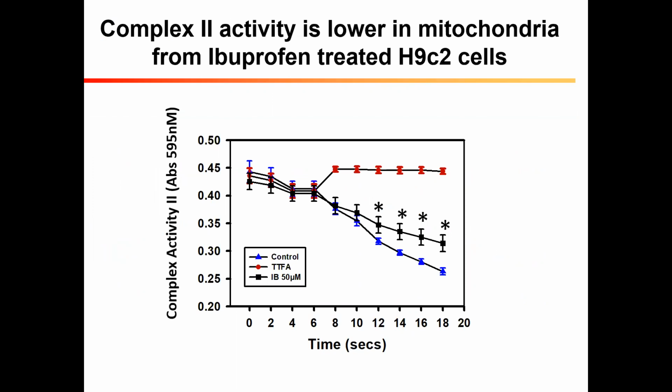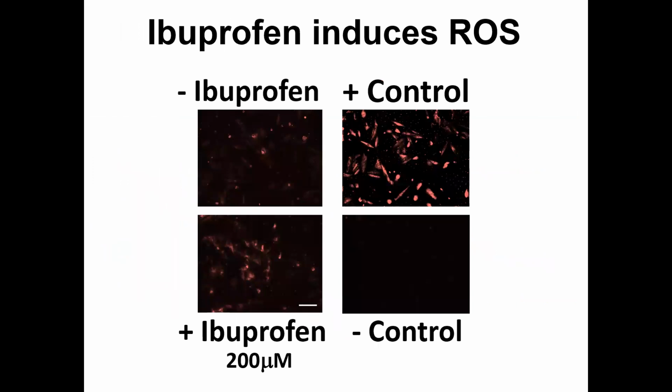In cells, we see that even complex 2 is being affected by ibuprofen. So it's affecting different complexes. And this is a visual representation of how ibuprofen can induce ROS. You can see there by giving ibuprofen at 200 micromolar, which is someone taking like a 200 milligram dose, a fairly weak dose, how it compares to a control. In this case, the control was hydrogen peroxide. And you can see very clearly that it's significantly above the background.